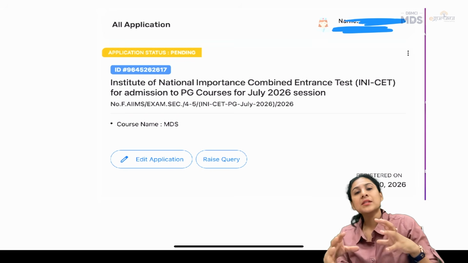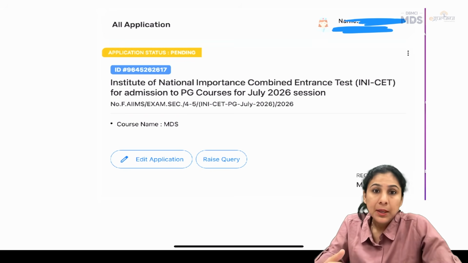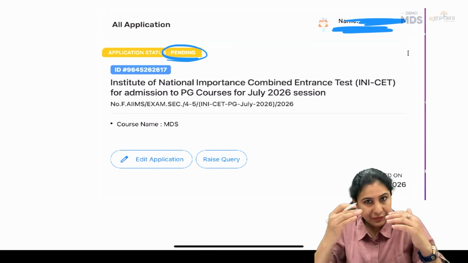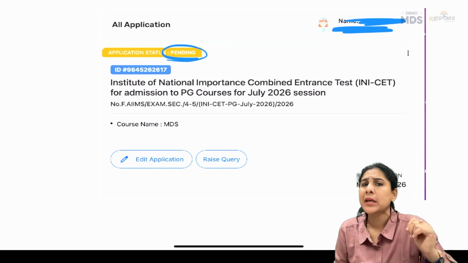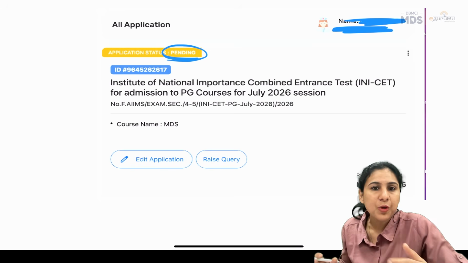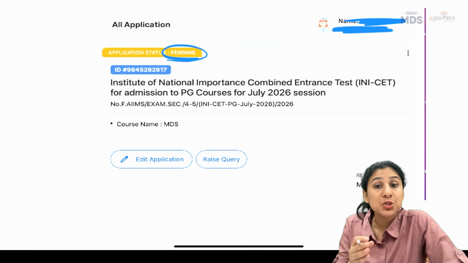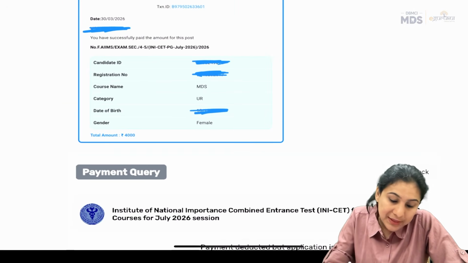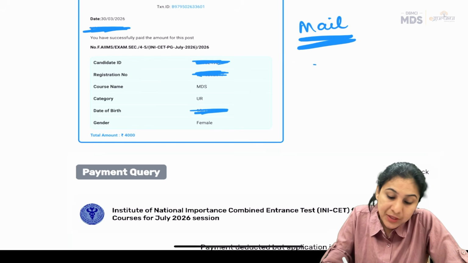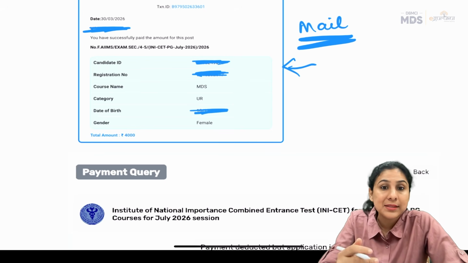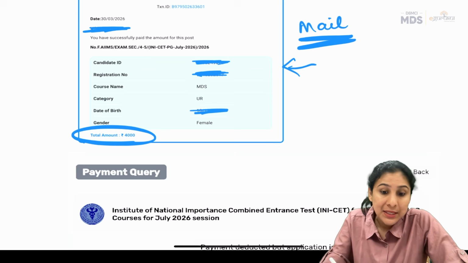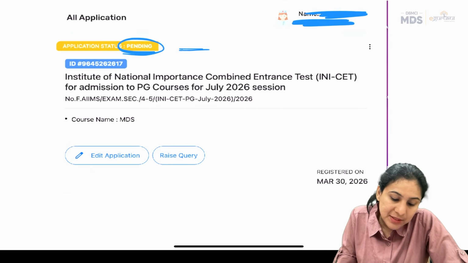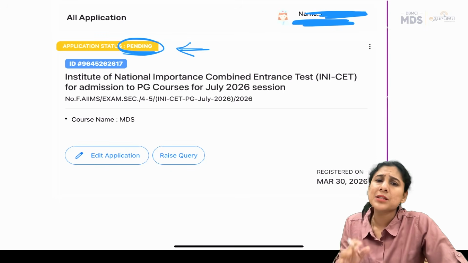So sometimes what happens is the fees is deducted, but the application status still says pending. Don't worry, all right? They will just verify your details and then the application status will be accepted. For example, when we filled the form here at DBMCI, the application status showed pending in spite of the fact that the fees was paid. The fees notification came on mail saying this is your candidate ID, this total amount of 4,000 has been deducted, this is the transaction ID, and you have paid the fees. But still, the application status is showing pending. So don't worry if this is happening. This is happening with everybody.